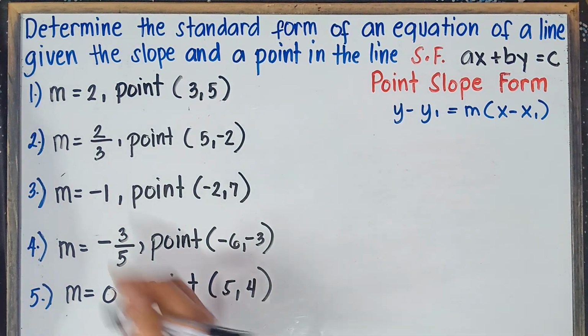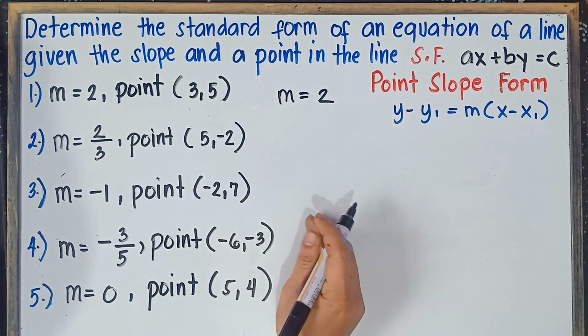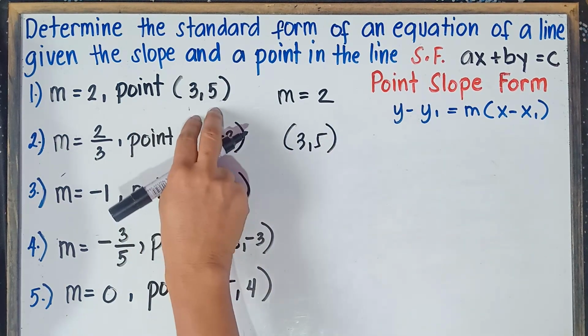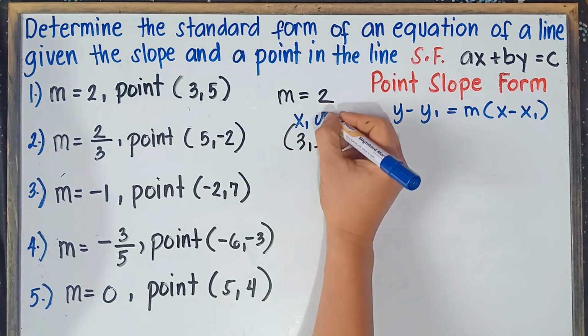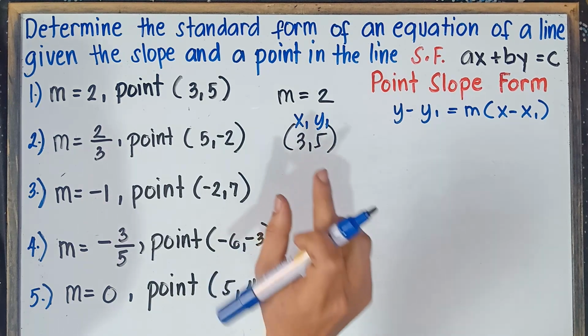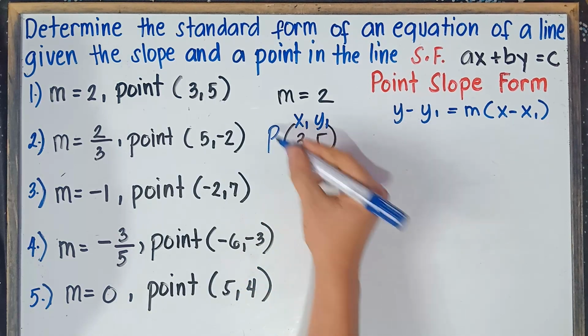Alright, let's start with example number 1. Our given slope is 2. And then the given point, we have 3 and then 5. Once again, class, the given point is an ordered pair, so that would be x sub 1 and then y sub 1. For the ordered pair, x comes first before y. So this will be our given point.